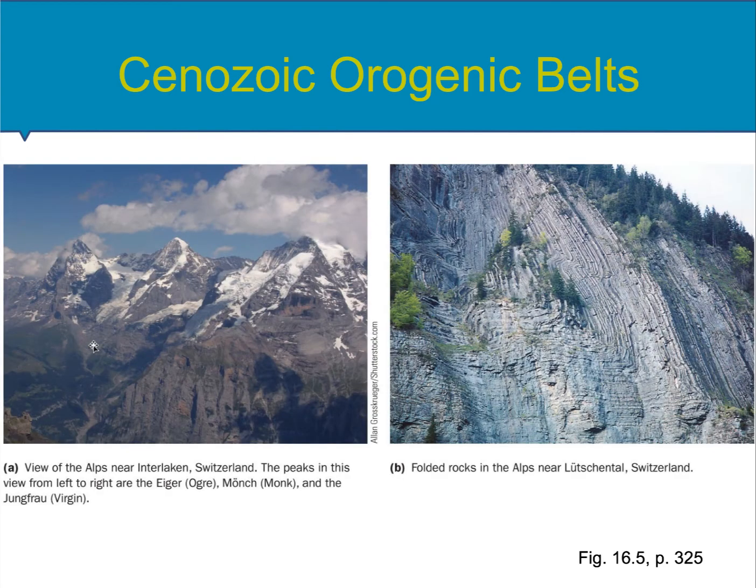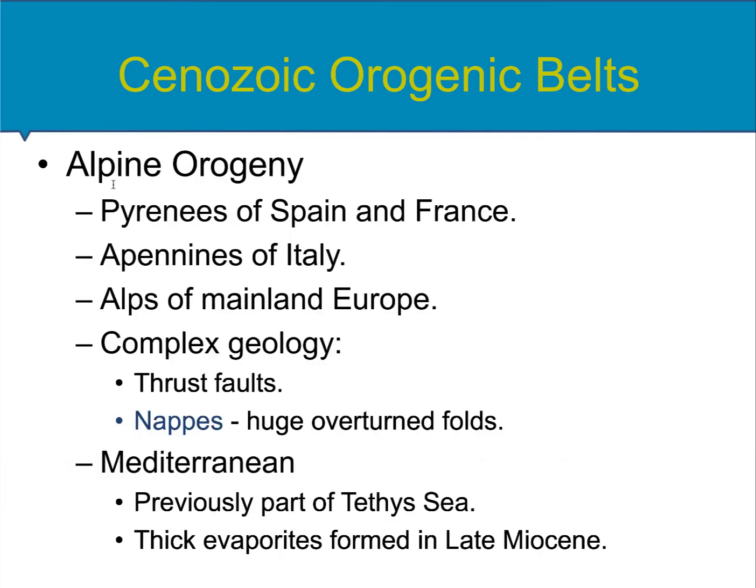In the Alps, here's a picture of some high peaks. These are all over 13,000 feet. And then many of the rocks are folded, again showing that deformation, those compressional forces where Africa is being pushed up against Europe and literally throwing these mountains up in this fold and thrust belt. The Alpine Orogeny: the Pyrenees in Spain, the Apennines in Italy, the Alps in mainland Europe.